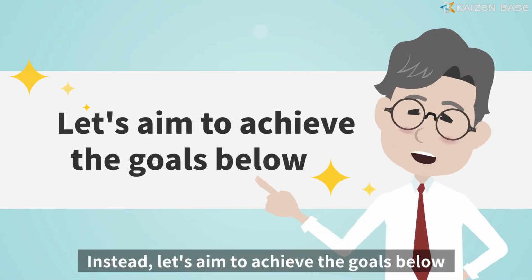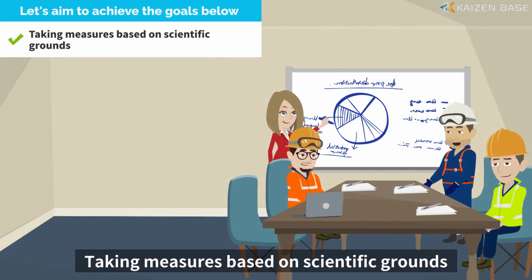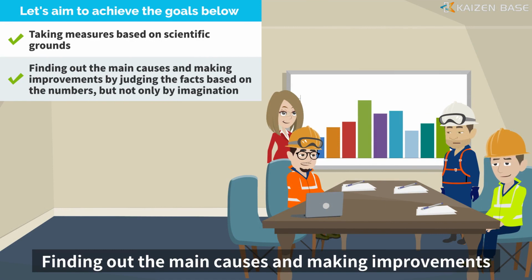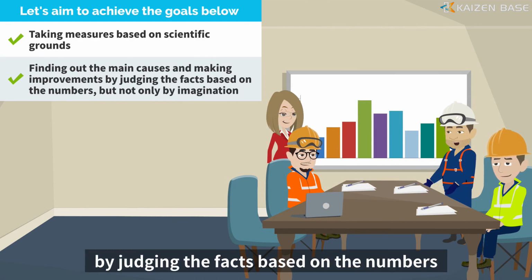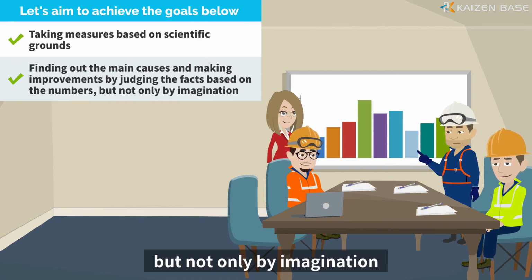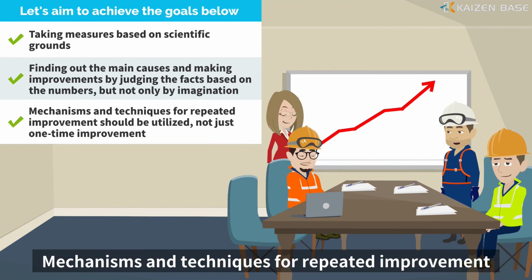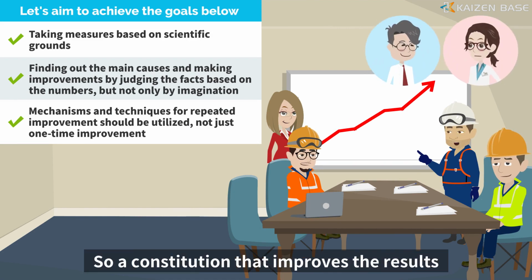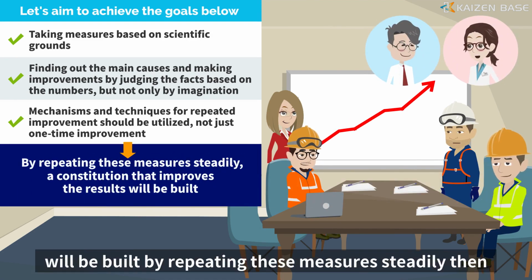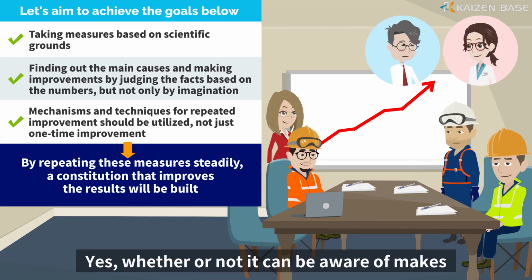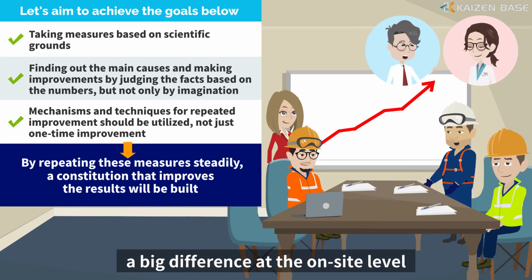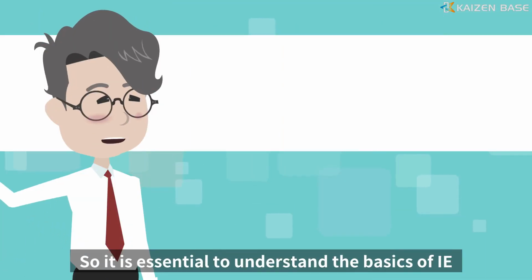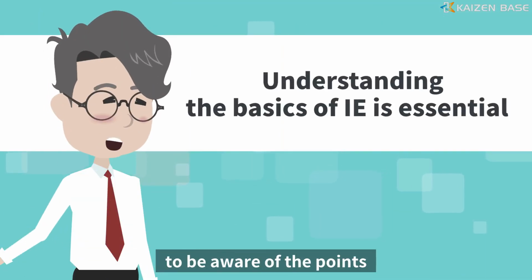Instead, let's aim to achieve the goals below. Taking measures based on scientific grounds. Finding out the main causes and making improvements by judging the facts based on the numbers, but not only by imagination. Mechanisms and techniques for repeated improvement should be utilized, not just one-time improvement. So a constitution that improves the results will be built by repeating these measures steadily then. Yes, whether or not it can be aware of makes a big difference at the on-site level. So it is essential to understand the basics of IE to be aware of the points.